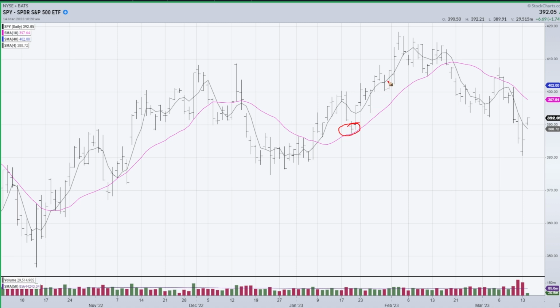Now, we're not looking to make a big market call when it comes to this. This is for someone who wants to take advantage of adverse price action that's moved away from the 4, but has support from the longer-term moving average.